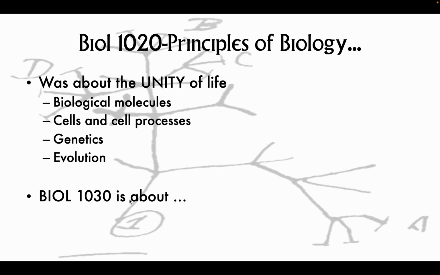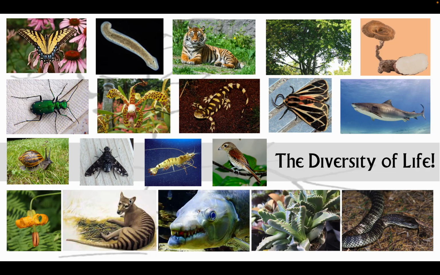Organismal biology, by comparison, is all about biodiversity, or in other words, how many different ways are there to use these principles to exist as a living organism on Earth. On this slide, you can see just a few of these different ways. Many are not represented, but we're going to talk about all of them.